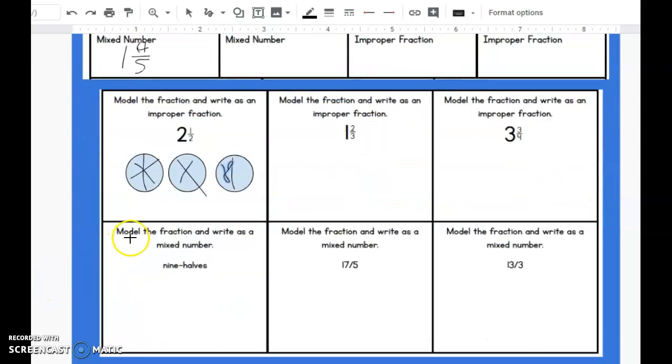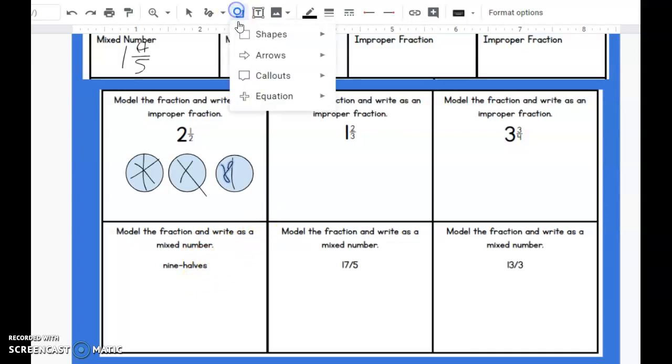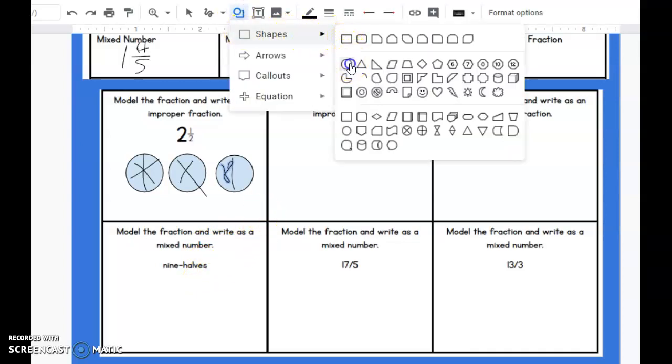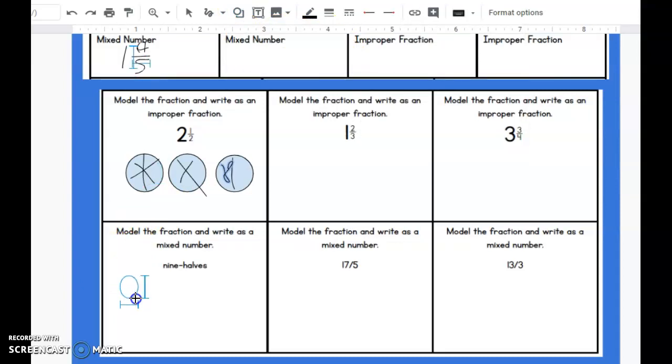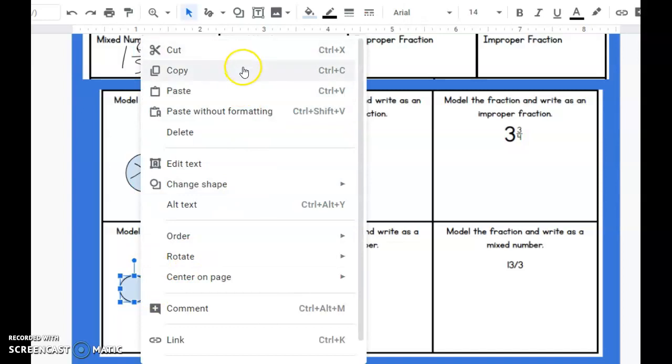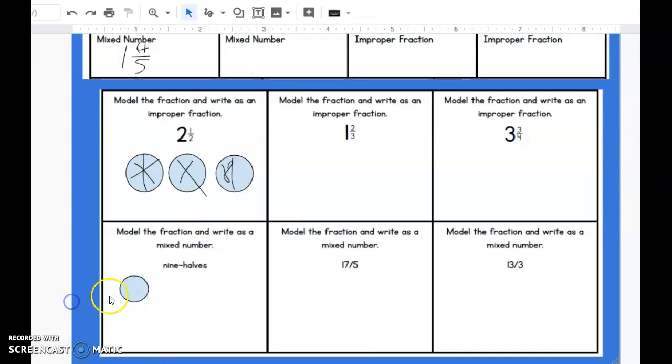Let's try one more. It says model the fractions and write a mixed number. 9/2. So I'm going to draw circles until I can make 9/2. So I'm going to draw 1, and I'm going to draw it in half because I need it to count.